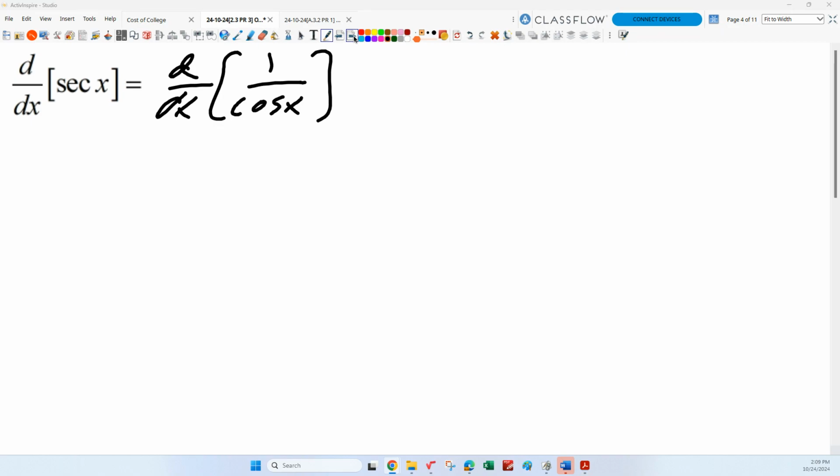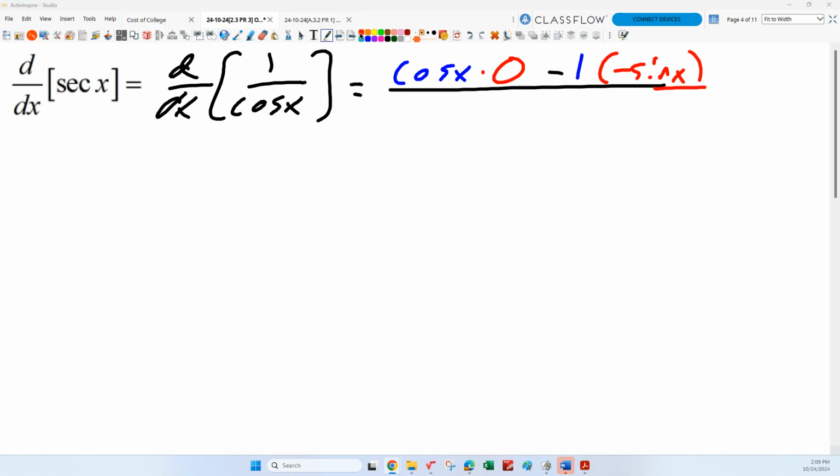So we're going to do the same thing. Low, what's low? Times D high, what's D high? 0. Minus high, which is 1, times D low. What's D low? Over cosine squared. So then on the top, that first term just goes away and I just get sine x over cosine squared x, agreed?